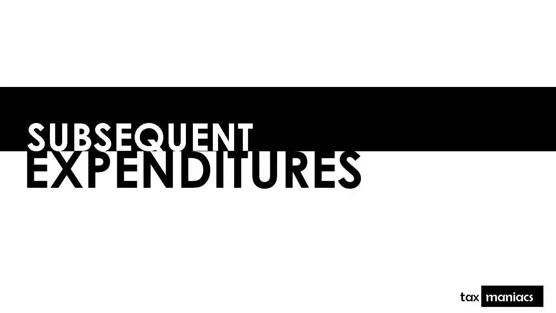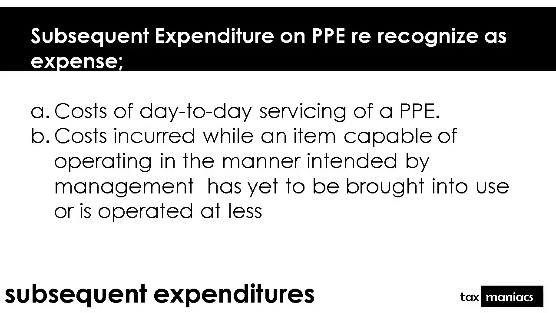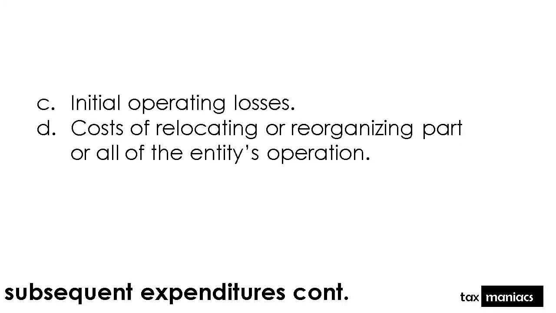Subsequent expenditure. Subsequent expenditure on PPE recognized as expense: A. Cost of day-to-day servicing of a PPE, the repair and maintenance expense. B. Incurred costs while an item capable of operating in the manner intended by management has yet to be brought into use or is operated at less than full capacity. C. Initial operating losses. And D. Cost of relocating or reorganizing part or all of the entity's operation.